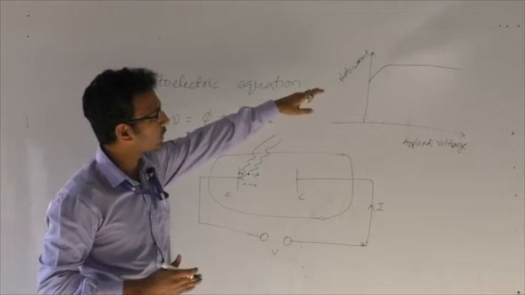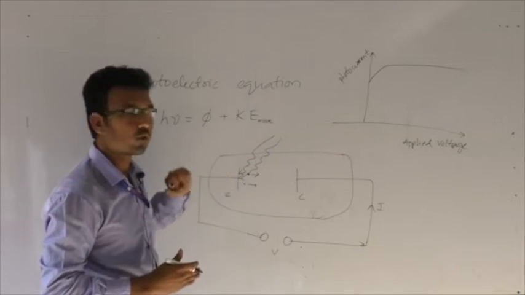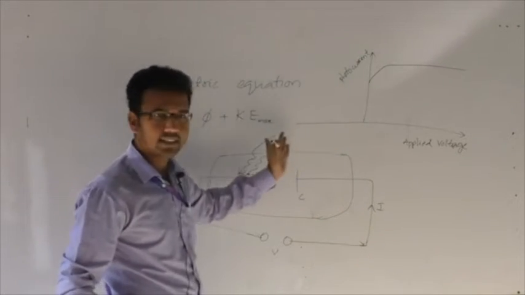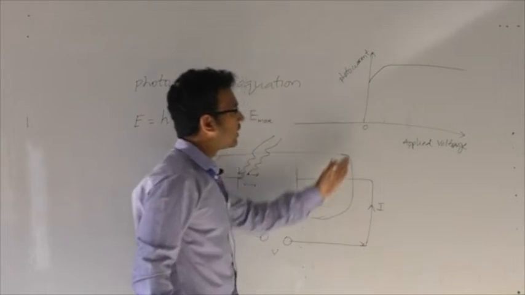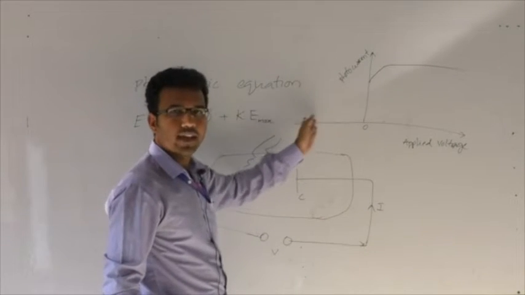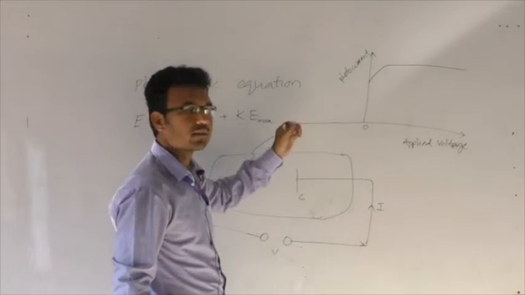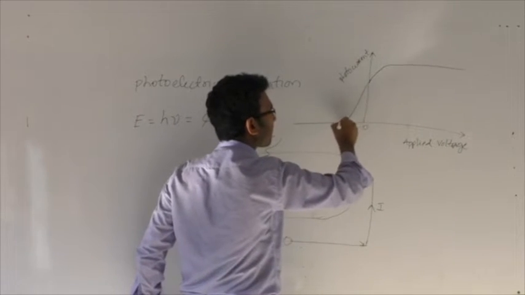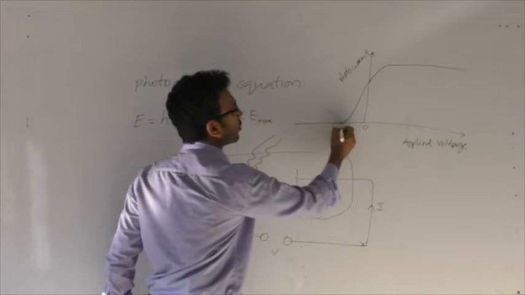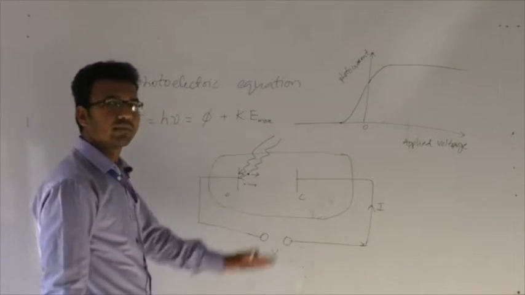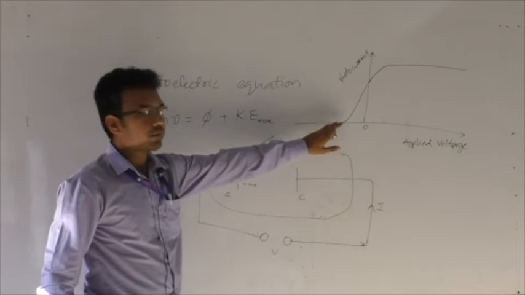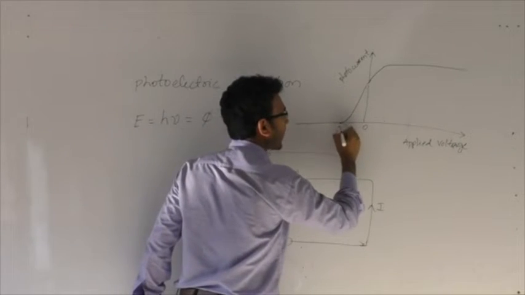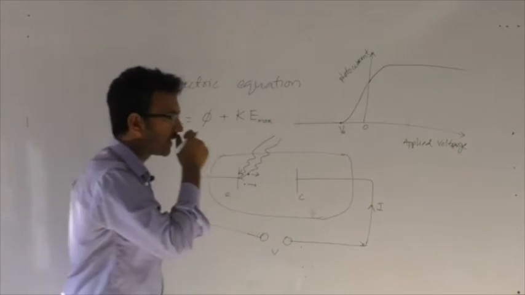Now what if you reduce the voltage? How does this graph look? What happens to the current if I reduce the voltage? If I go towards the negative x-axis, suppose this is 0, what happens? If I reduce the voltage, then obviously the current will decrease and finally becomes 0 at one particular voltage. At a particular negative voltage, the current becomes 0. I mention this voltage as V0. Why I have given that V0, I'll tell you in a while.